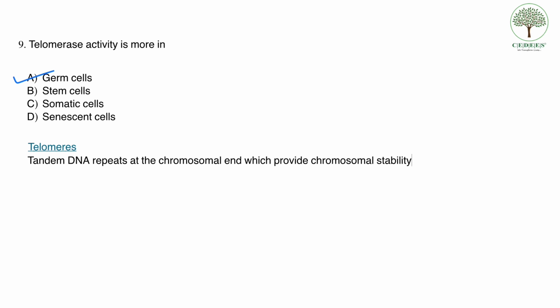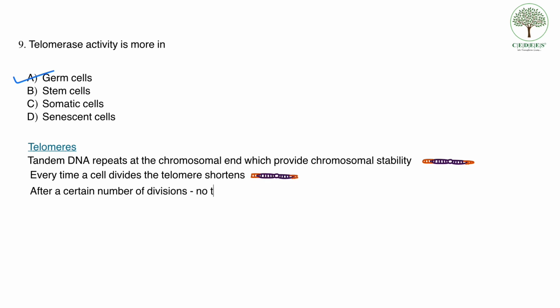And every time a cell replicates, there'll be a loss in the telomere length. As you can see, this is illustrated in this graph. Now, telomerases are nothing but reverse transcriptase enzymes which add telomeric repeats onto the chromosomal ends.